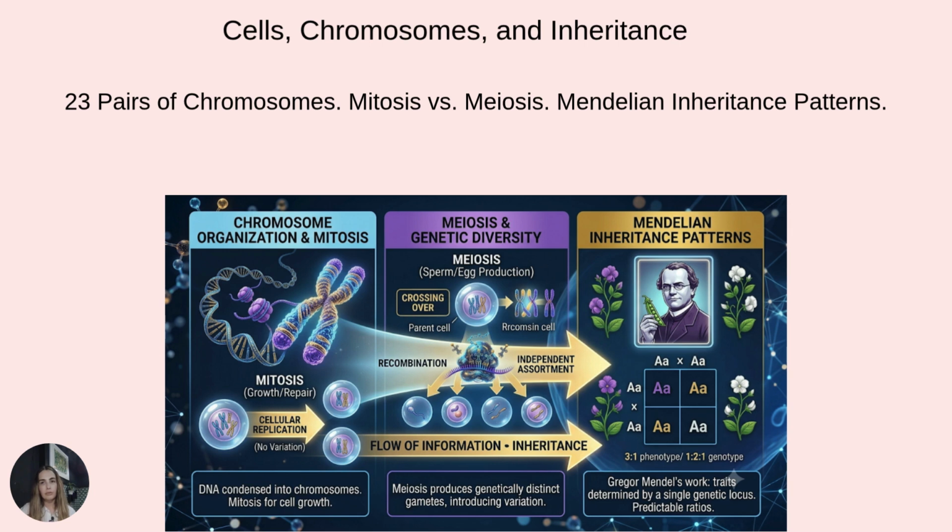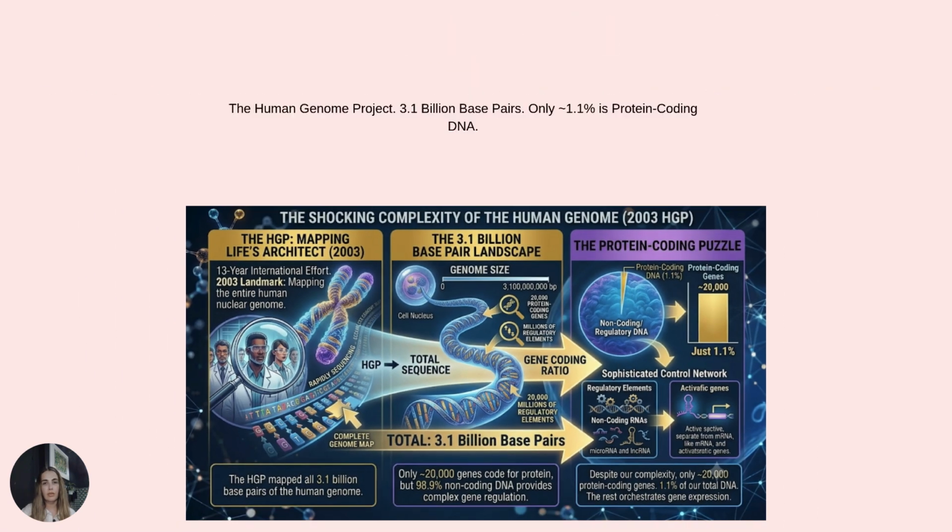Now, this massive amount of DNA isn't just floating around randomly, it is highly organized into chromosomes. Humans typically have 23 pairs of chromosomes, which consist of double stranded DNA bound to proteins. When our cells divide for growth, they use a process called mitosis. But to produce sperm and egg cells, they use meiosis, which introduces genetic diversity. Thanks to Gregor Mendel's work in the 1860s, we understand that many traits and diseases follow Mendelian inheritance patterns, meaning they are determined by a single genetic locus.